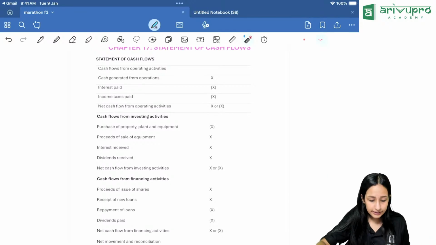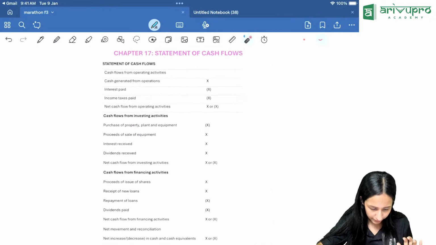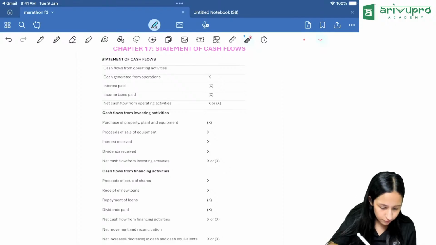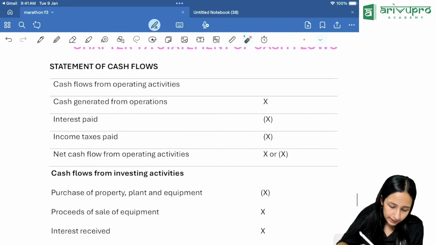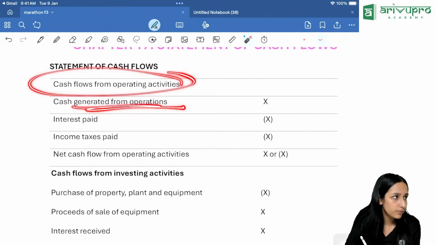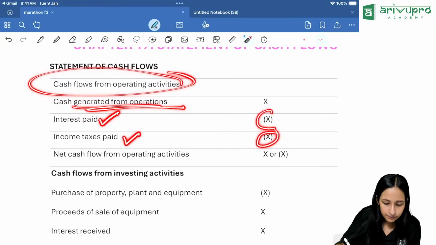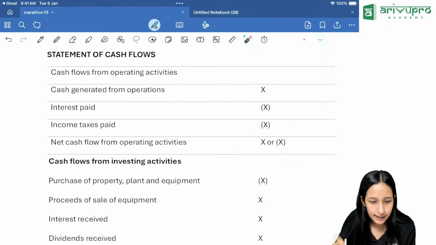Now, to understand cash flows, this is the format, by the way. First, just look at the format. We'll go through it first. So we have operating activities first. Under operating activities, we will start with cash generated from operations. Interest paid and income tax paid will reduce it, and then you will get cash flow from operating activities.